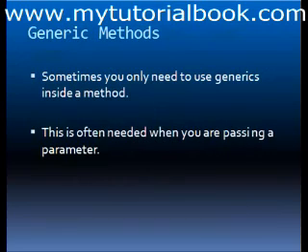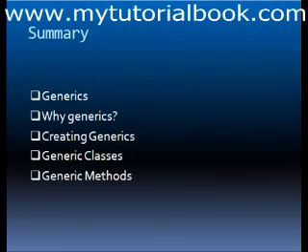Sometimes you don't want to make the whole class generic. You only want to make a portion of the class, namely a method. So you're passing in a parameter. You want that method to be fairly generic so you can pass in the appropriate type as needs be. So you could do that also. We'll see an example of this a little bit later.